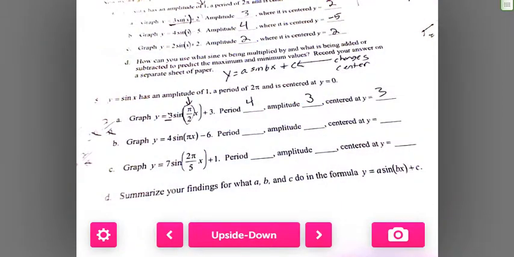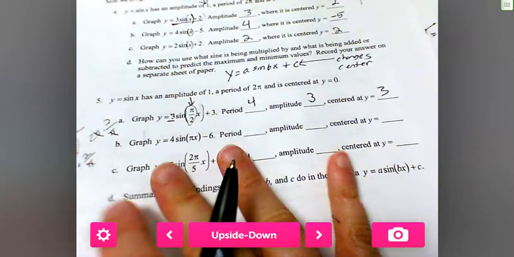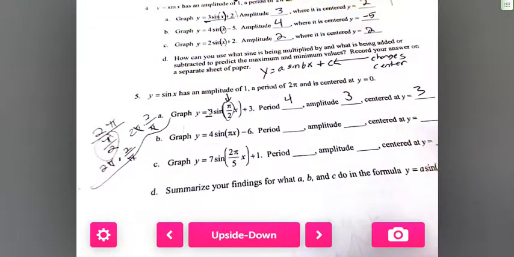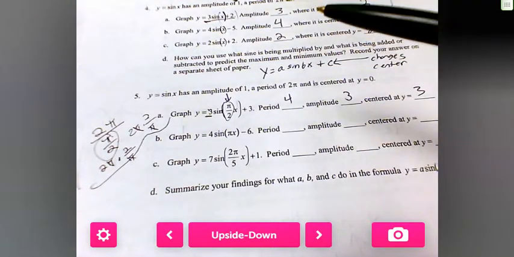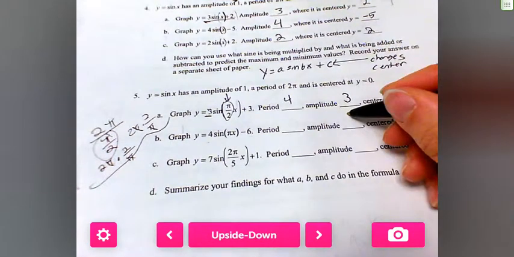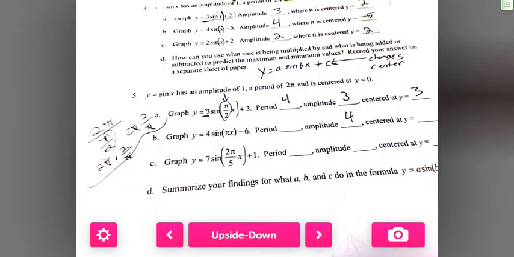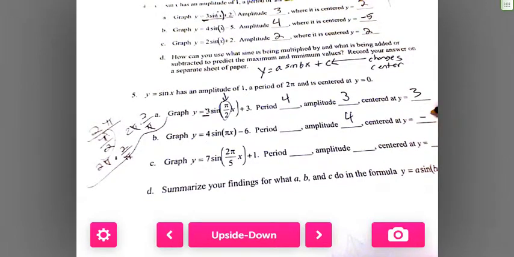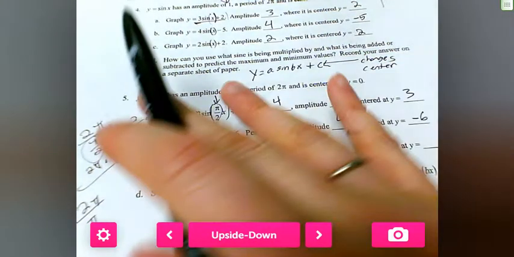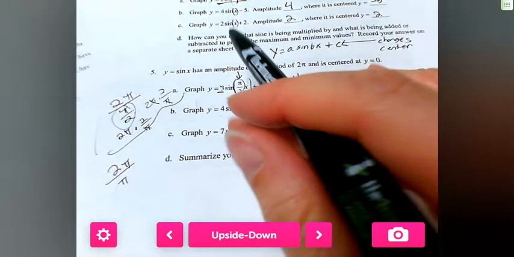Okay, without graphing, let's talk about what b is. This is all for a right here. Okay, so let's do the easy parts first. What's the amplitude for this one? 4. What's the center? Down 6. Okay, and then the period, you're going to go 2 pi divided by pi. So what is that going to be? What's 2 pi divided by pi? Pi's cancel, right? And we're left with 2.